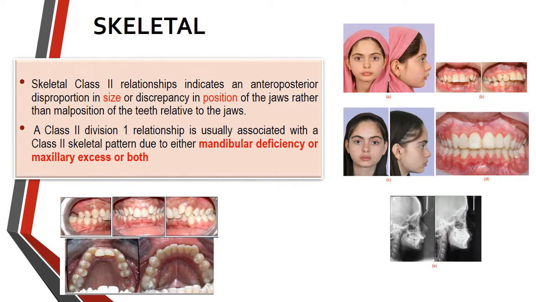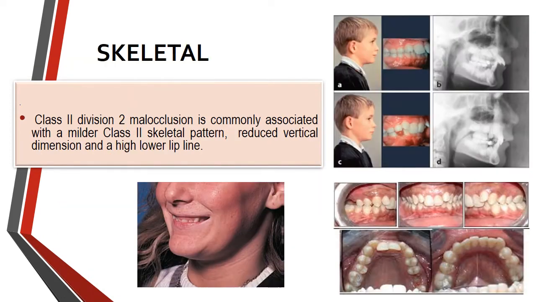Anyway, if we have a proclination of the upper incisors or retroclination of the lower incisors by habit or by a soft tissue factor, we may have an increased overjet over a Class I or even a mild Class III skeletal pattern, but it is less common.